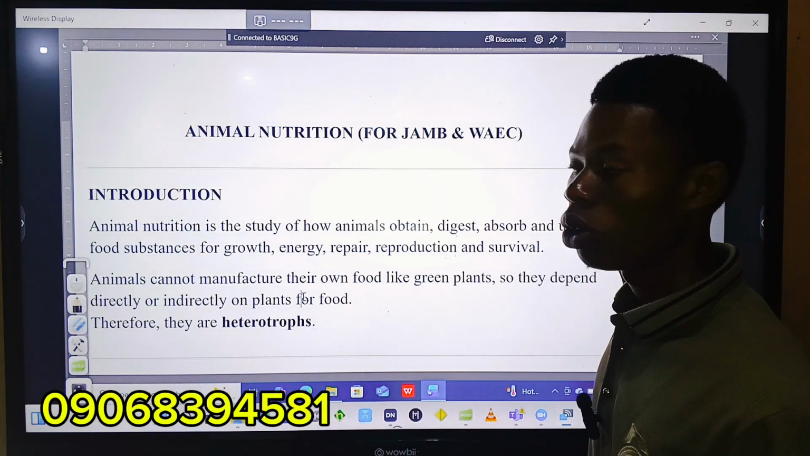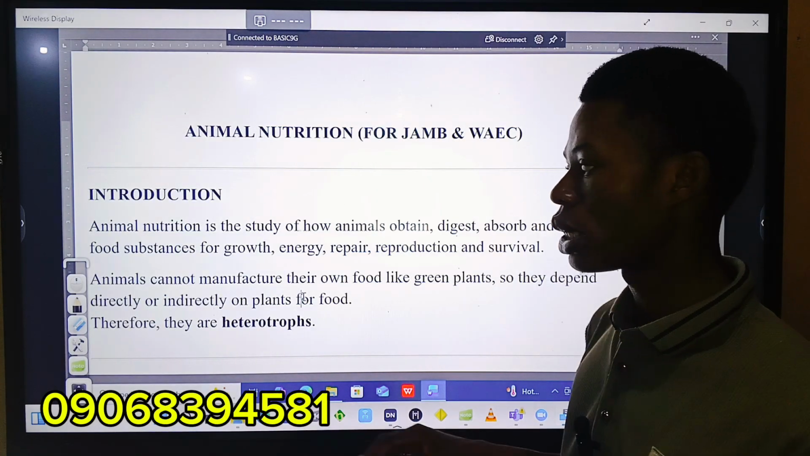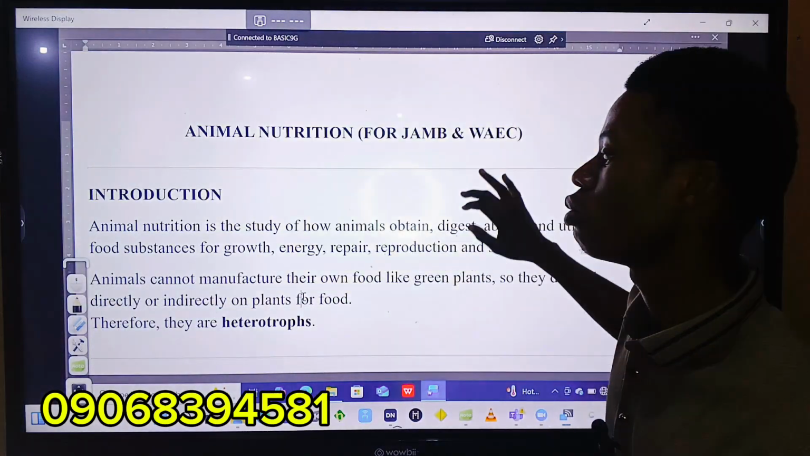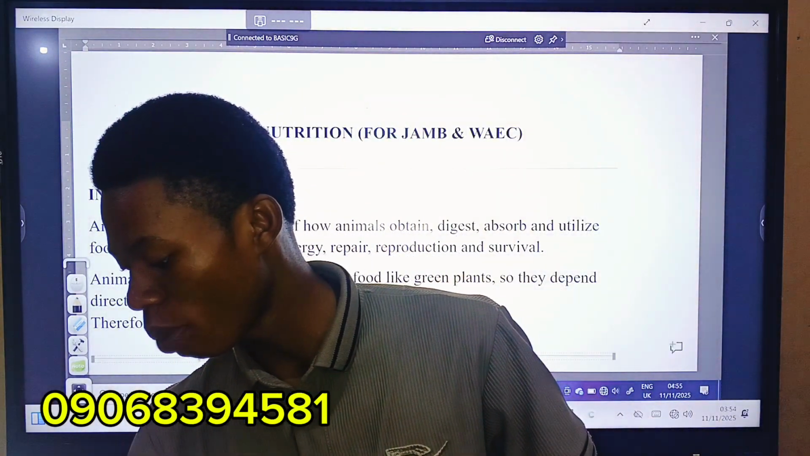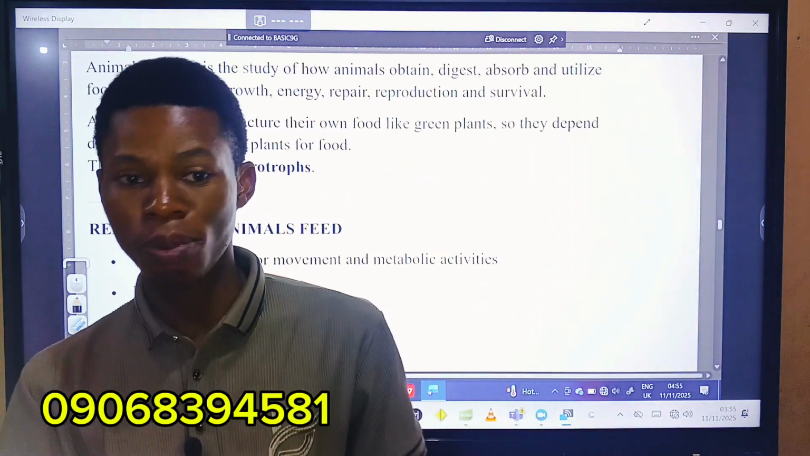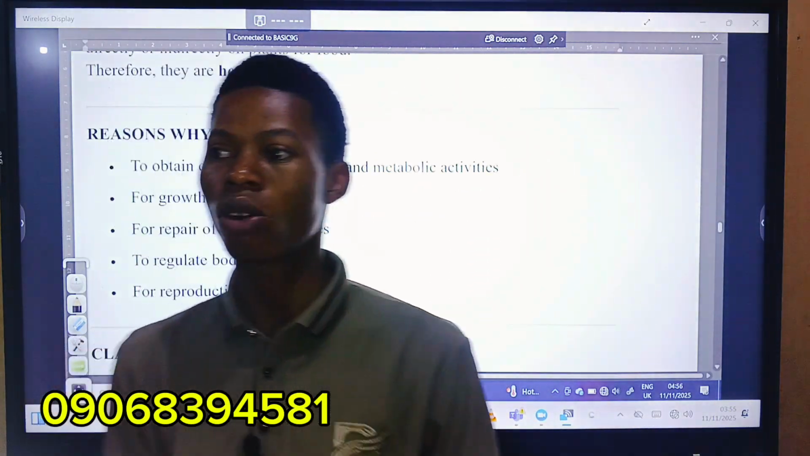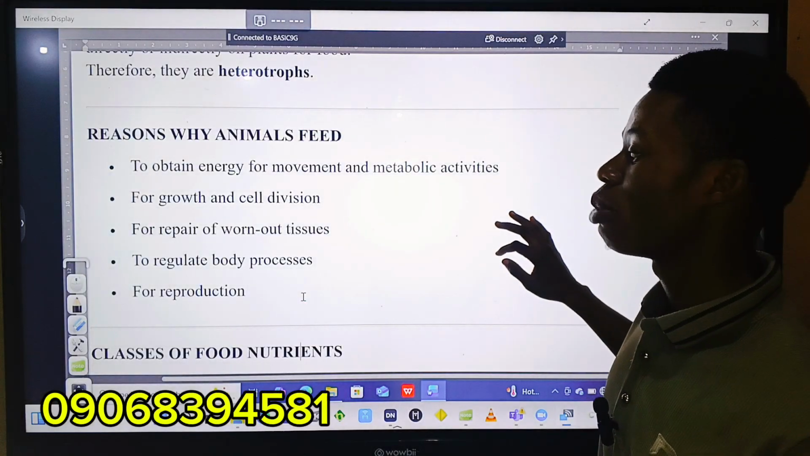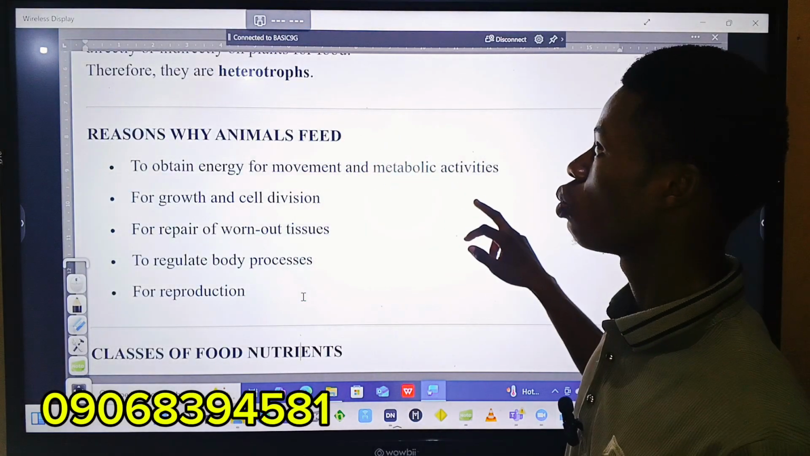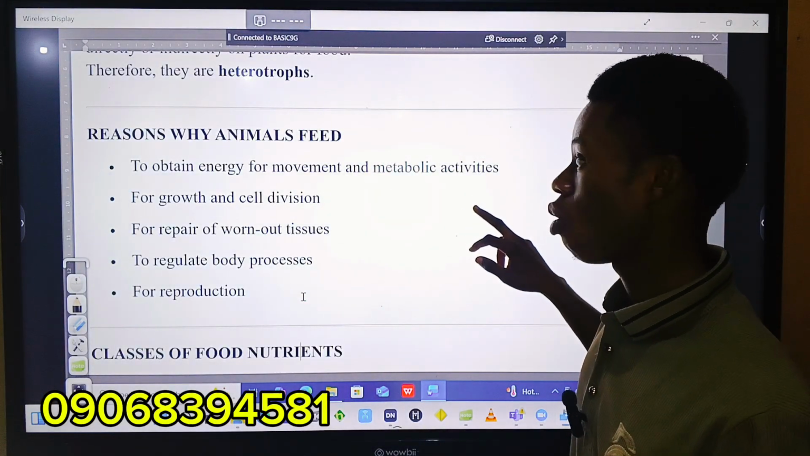We know that. It's only plants that can manufacture their food. And since animals cannot manufacture their food, they are called heterotrophs. They are called heterotrophs because they cannot manufacture their food, unlike plants that can manufacture their food. Plants are called autotrophs because they can manufacture their food, while animals are called heterotrophs because we cannot manufacture our food.